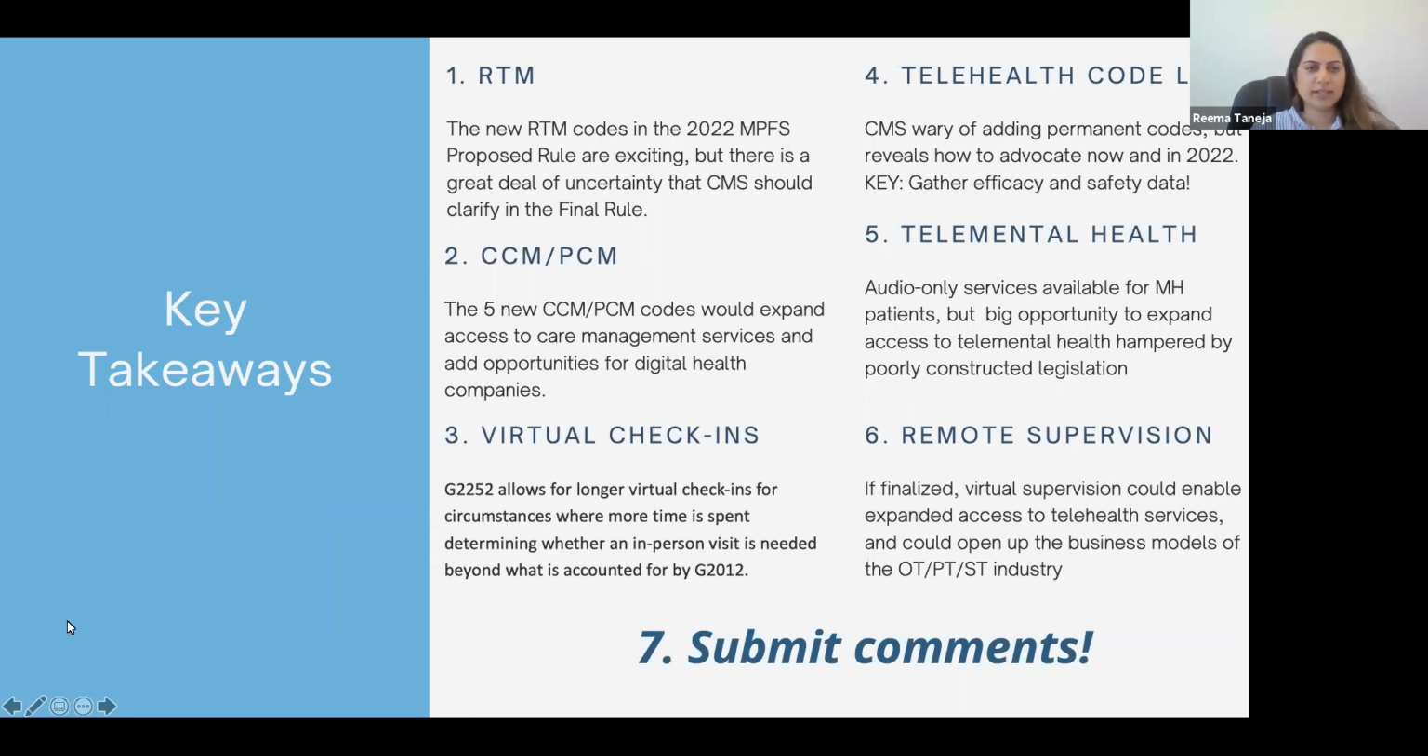Similarly, under virtual check-ins, G2252 has already been used temporarily. So it's another example of CMS seeing where these care management services can really push forward in coordinating care for patients who are now using virtual and digital health services more commonly. So I think all in all, these new care management codes are indicating that CMS is thinking about this in the long term.